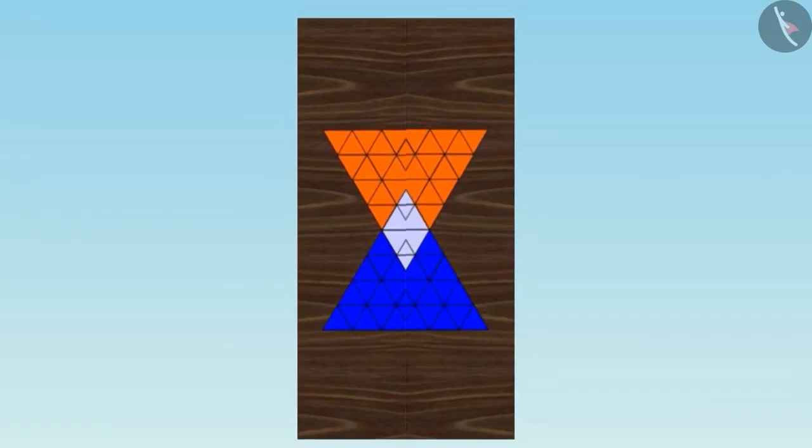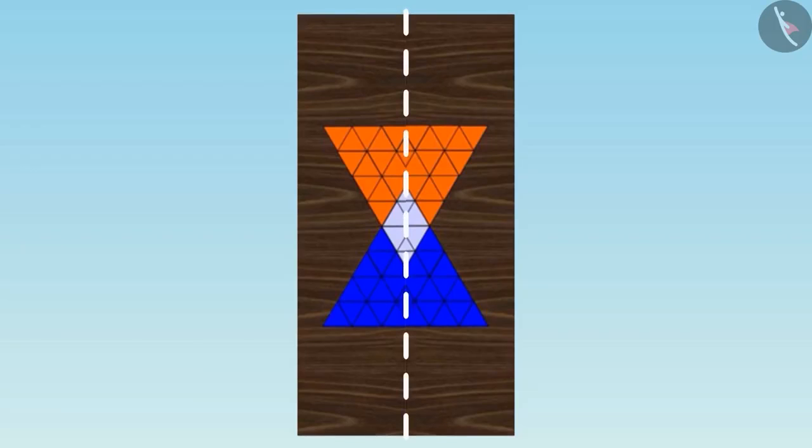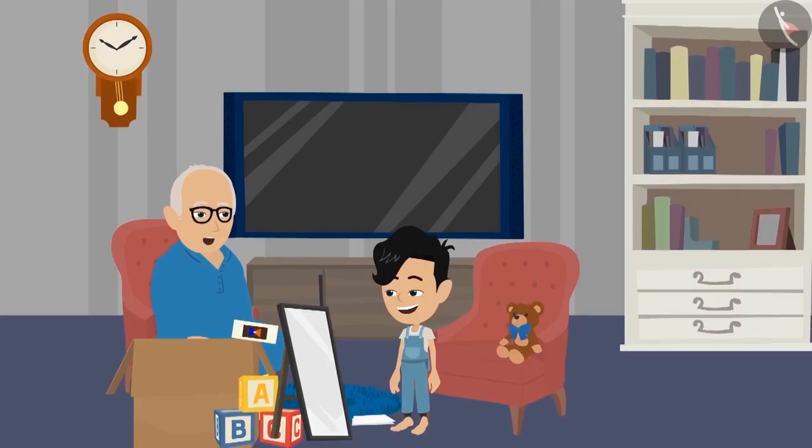Can you draw a dotted line on this picture and look at it in the mirror to find out whether we can divide it into equal parts or not? Dadaji, I will be able to do it this time too. In this picture, when we place the mirror above this line, then we will get such a picture. You answered this correctly too.